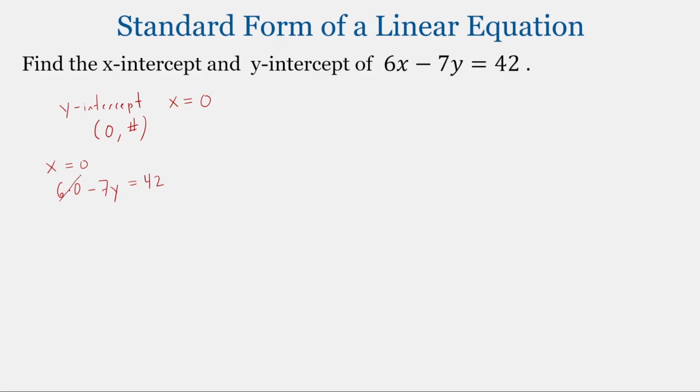Again, when we multiply by 0, it becomes 0. So we have negative 7y equal to 42. And then to get rid of that multiplication by 7, we're going to divide by negative 7. What we do to one side, we have to do to the other. We end up with y equal to negative 6. So our y-intercept is the ordered pair 0, negative 6.